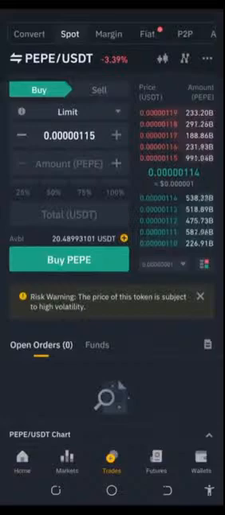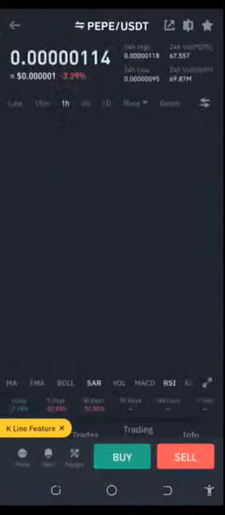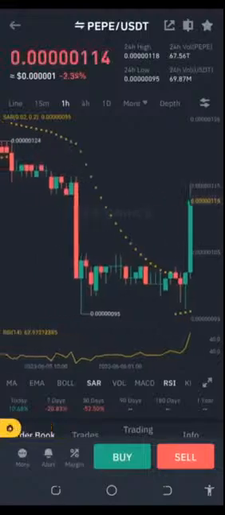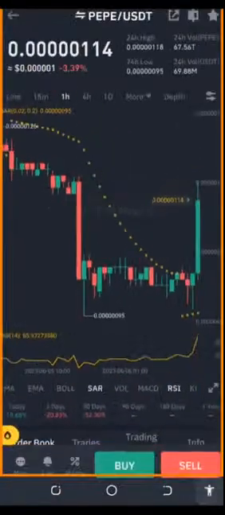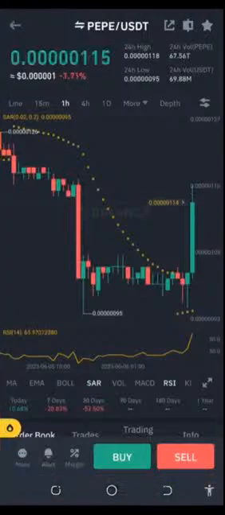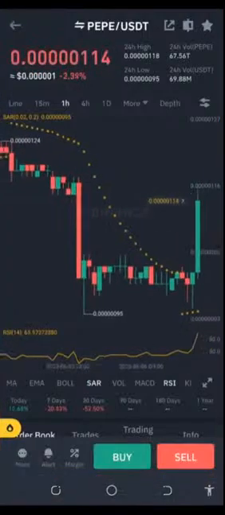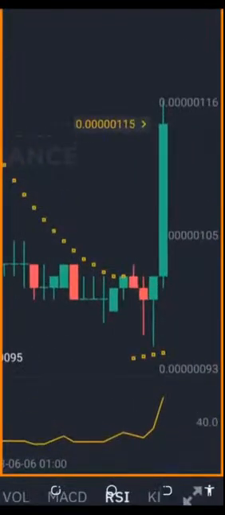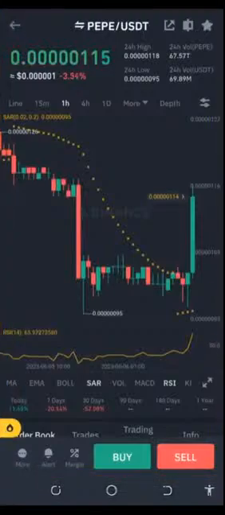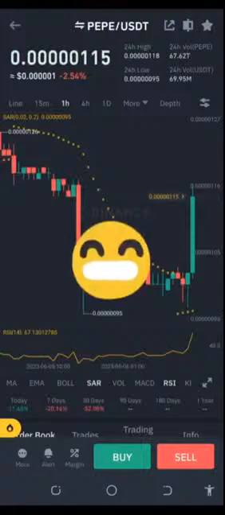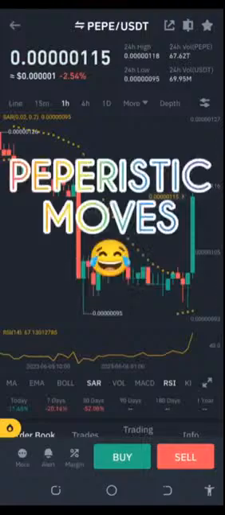Of course, that took a little bit of time. If you check the charts, you would see that immediately after I placed my trade here, there was a huge dip. Look at it, it went all the way down. Then it kept going sideways until just a few minutes ago, and it had a big pump, boom, to the top. I'm telling you, Pepe has shown that it's time for it to pepper us. Pepe has peppered us. It has given us some pepperistic moves.